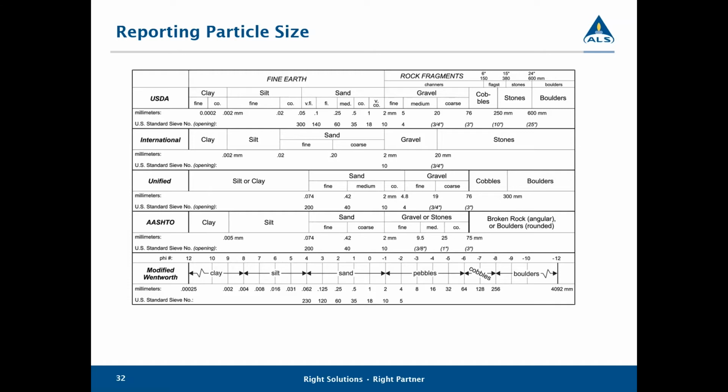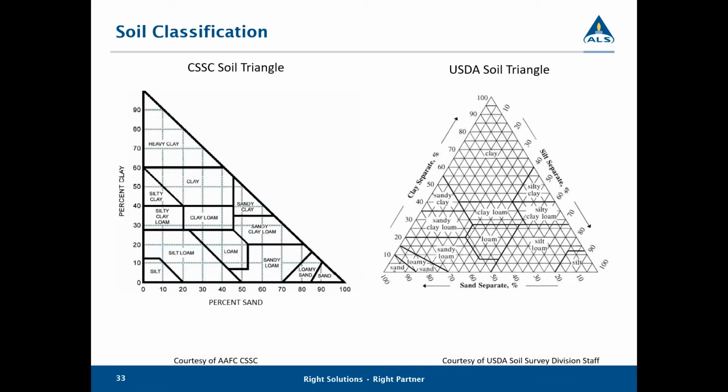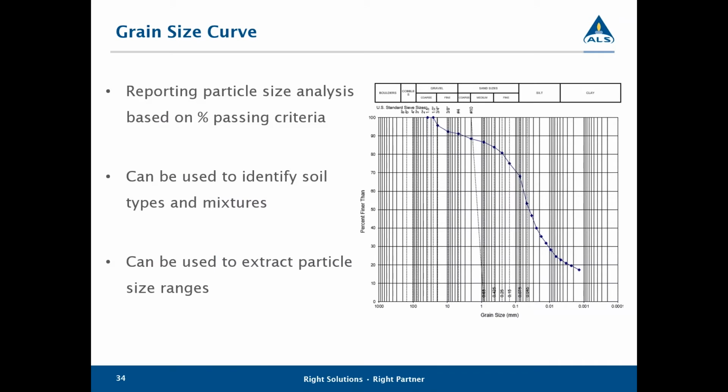Again, coming back and looking at the soil classification systems used for different agricultural purposes, we do have these two soil triangles that can be applied. Applying these soil classification systems, one of the easiest ways to review the data is a grain size curve. A grain size curve is based off of a percent passing criteria where you have your y-axis being the percent finer than.